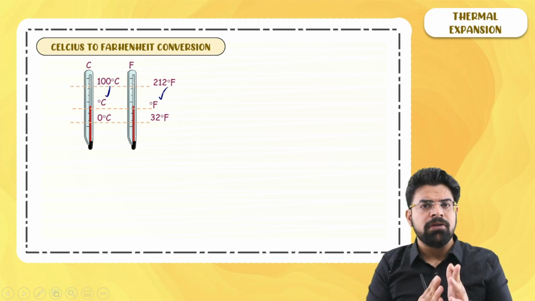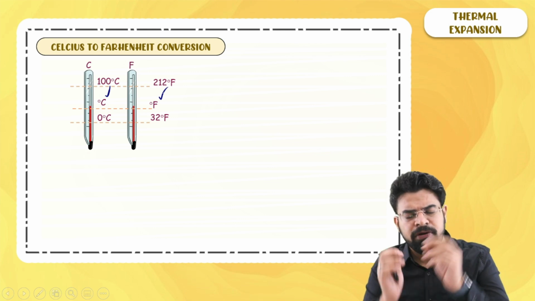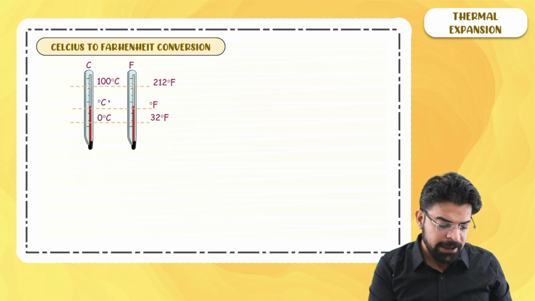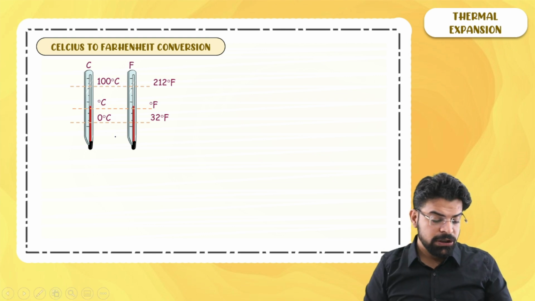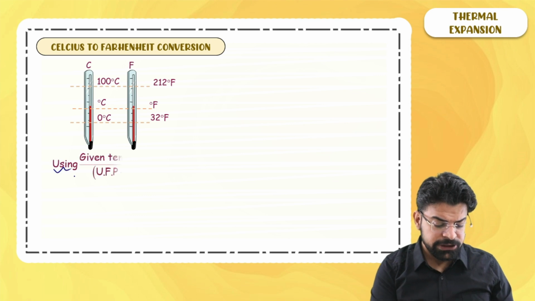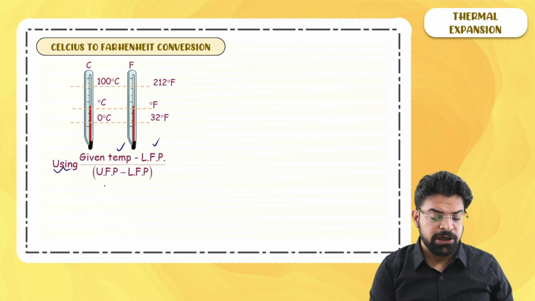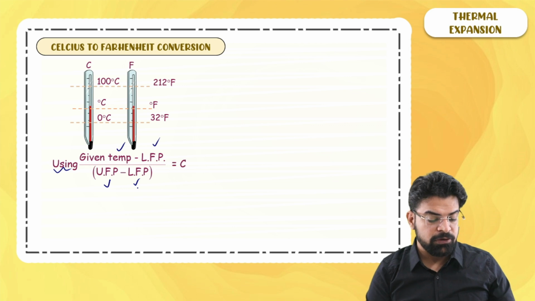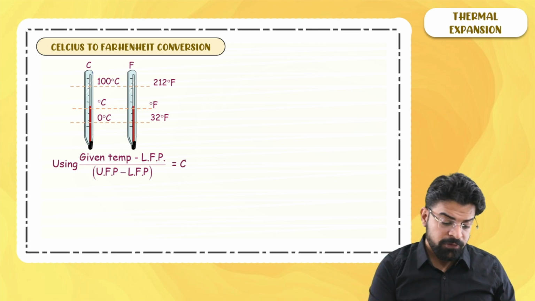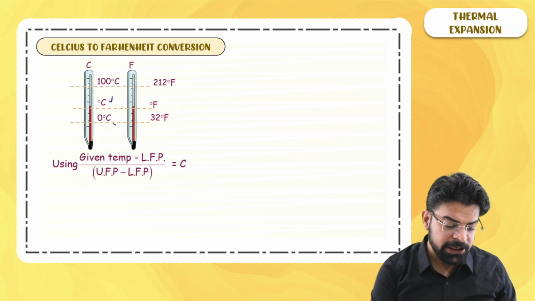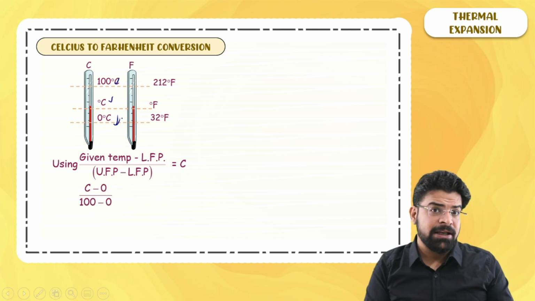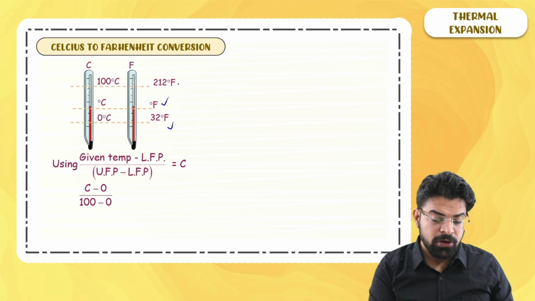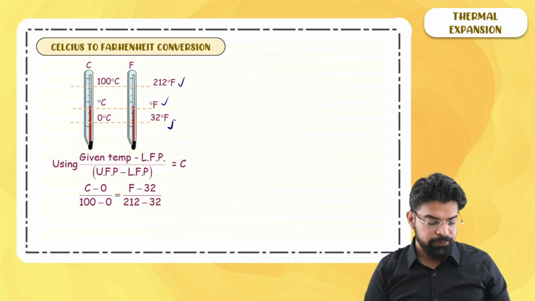So how to convert temperature from Celsius to Fahrenheit? You will use the same formula. Given temperature minus lower fixed point upon upper fixed point minus lower fixed point is the same for all linear scales. So you will say, given temperature minus lower fixed point upon upper fixed point minus lower fixed point equals a constant for all scales. First, for the Celsius scale, you can write C minus 0 upon 100 minus 0. And for the Fahrenheit scale, you can write F minus 32 upon 212 minus 32.